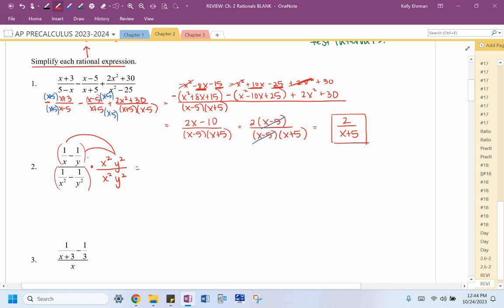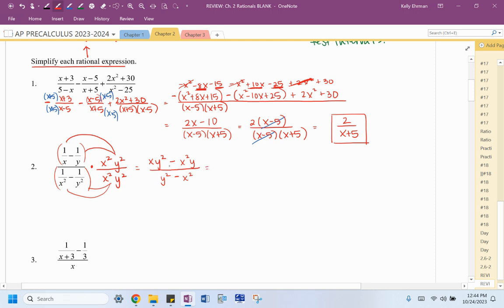And I get x squared y squared over x is going to be x y squared. And then minus x squared y squared over y is going to be x squared y. And in the denominator, the x squareds are going to cancel out, so you'll get y squared. And then minus the y squareds will cancel, you get minus x squared.